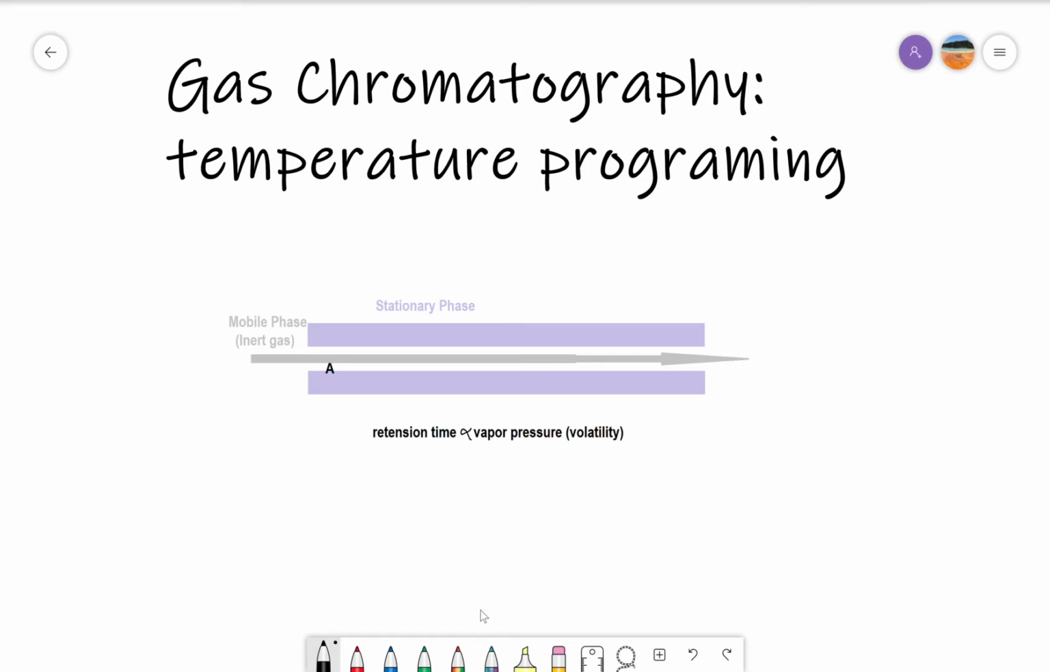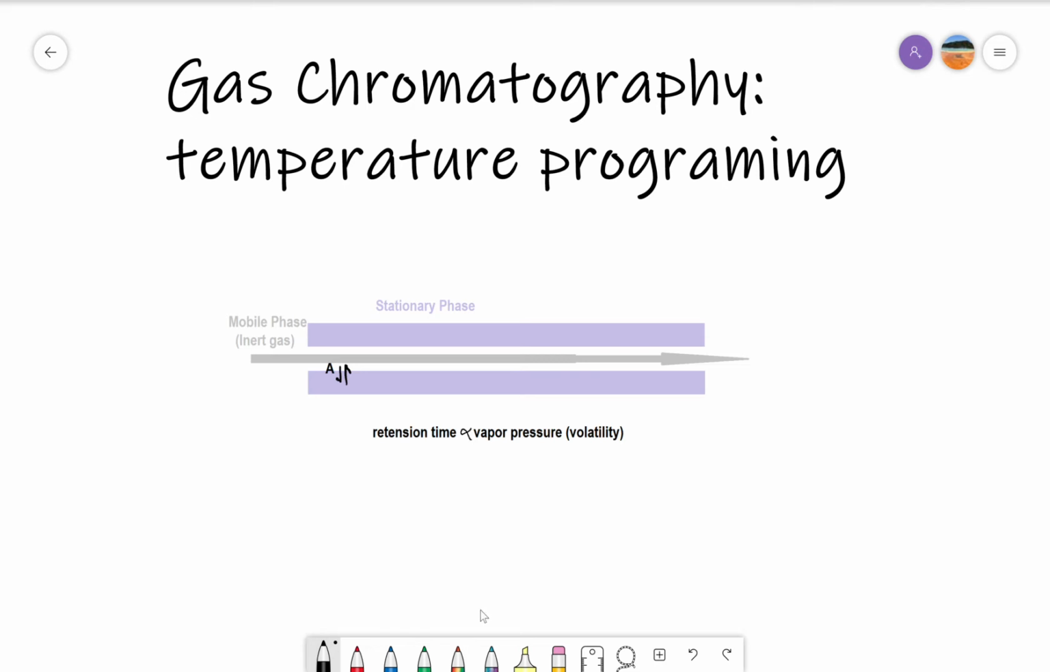In our previous examples of column chromatography, we talked about the fact that the number of equilibria are based on the interaction of a compound with the stationary phase and the mobile phase, its relative solubilities in those two immiscible phases. In gas chromatography, we are not interested in the interaction of the molecule with the mobile phase, because in this particular case, the mobile phase is just an inert gas.